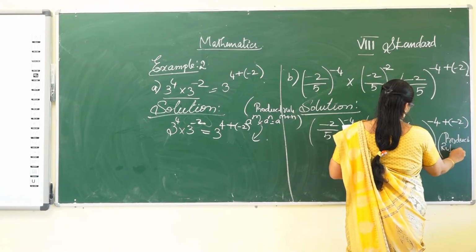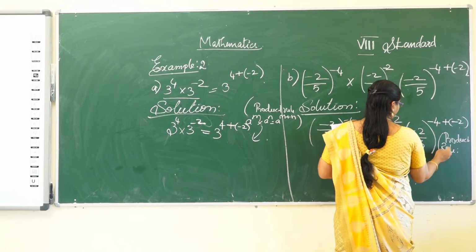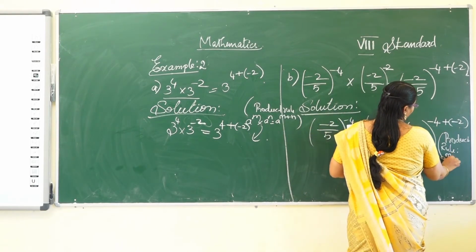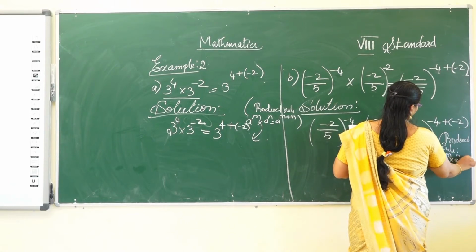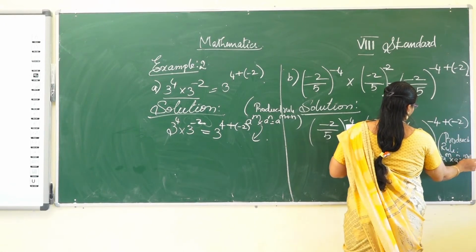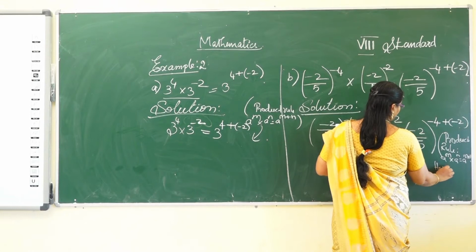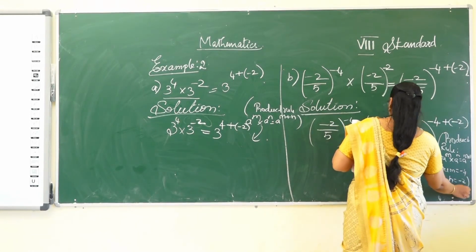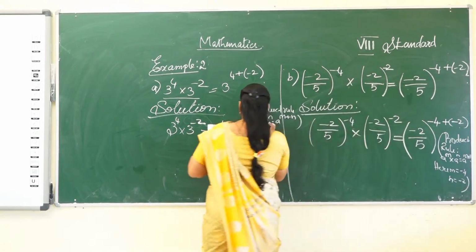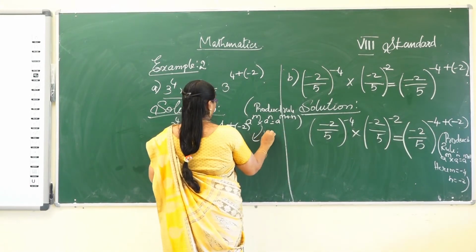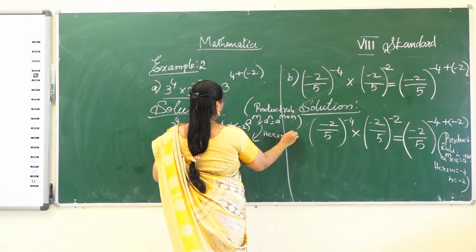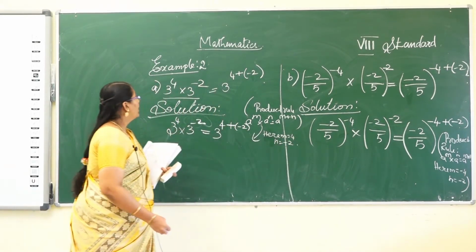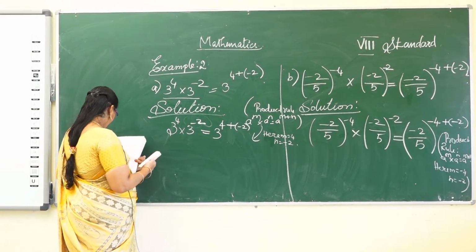Here write the product rule. Here, what is the m value? -4. Okay. So a^m into a^n is equal to a^(m+n). Here m is equal to -4, n is equal to -2. That's it. Okay. Now see example 3.